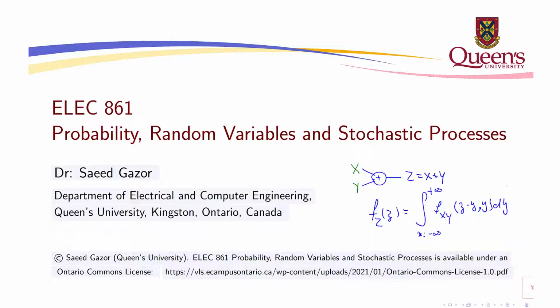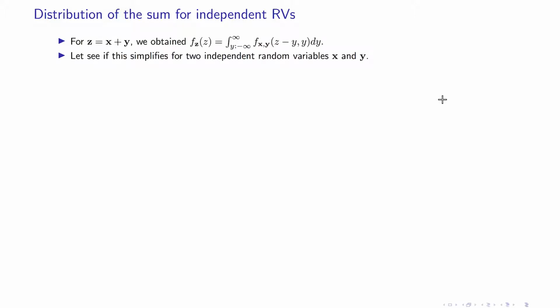So now in this video we want to see how this expression can be simplified if the random variables X and Y are independent. In other words, we are interested in finding the distribution of the sum of independent random variables. So far, for the sum of any two random variables, we find that the distribution of the sum can be written in the form of this integral.